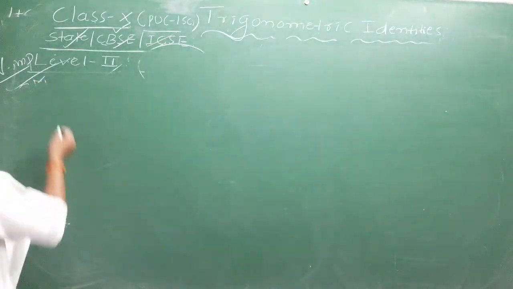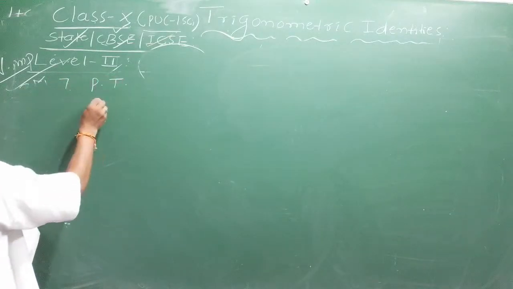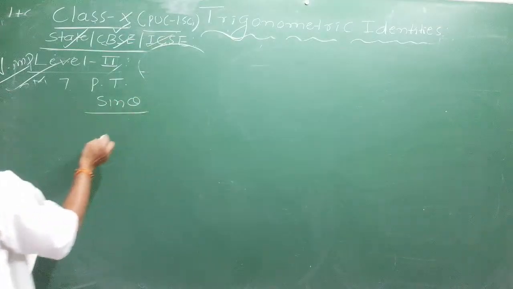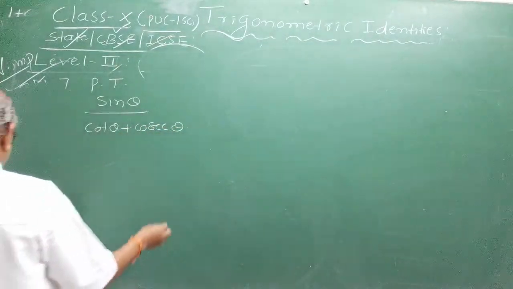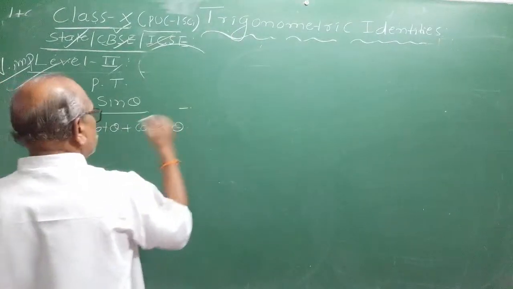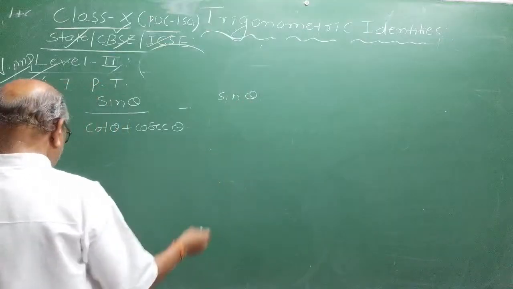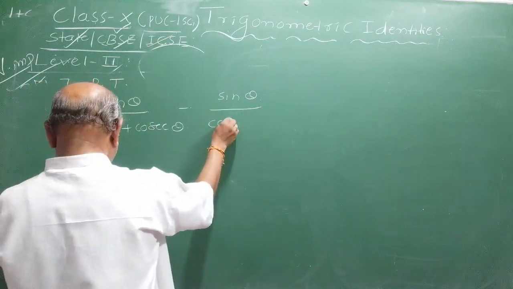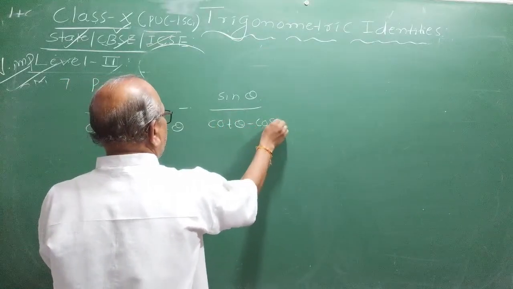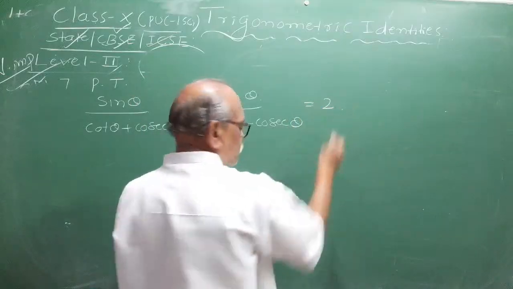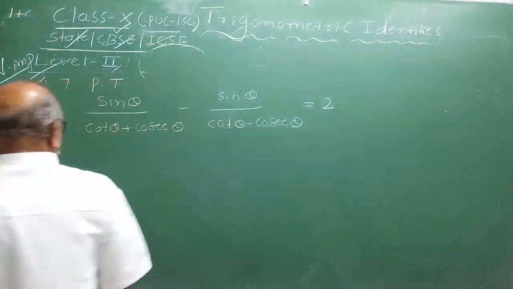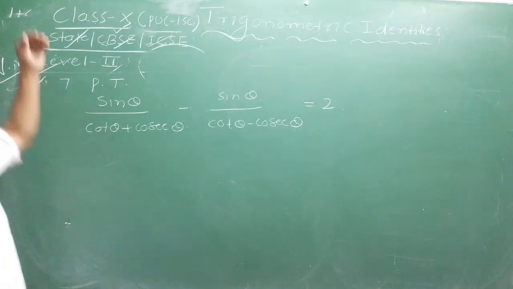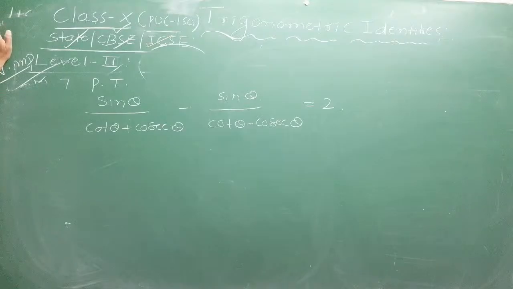Last problem today, the 7th one. Prove that sin theta upon cot theta plus cosec theta minus sin theta divided by cot theta minus cosec theta is equal to 2. Take 1 or 2 minutes.